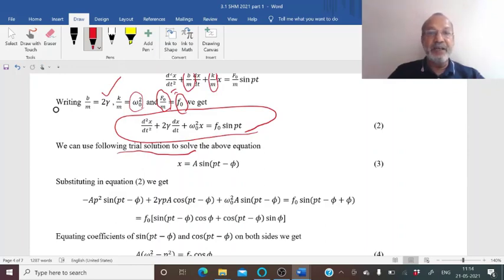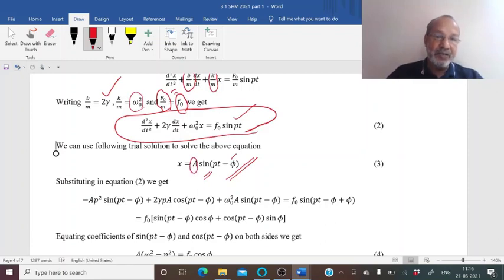Here the physical intuition behind this trial solution is that if we try to oscillate something by some force, then the particle will vibrate with the time period of the forcing term. So we assume that the particle is vibrating similar to the forcing term. The forcing term is sin pt. So this is also vibrating with sin pt, but it may be lagging behind the forcing term by an angle phi. So we put that phi here.